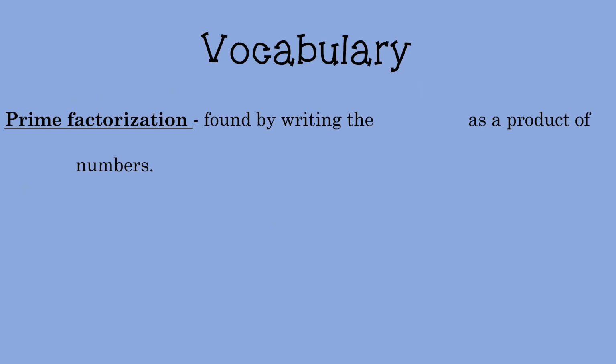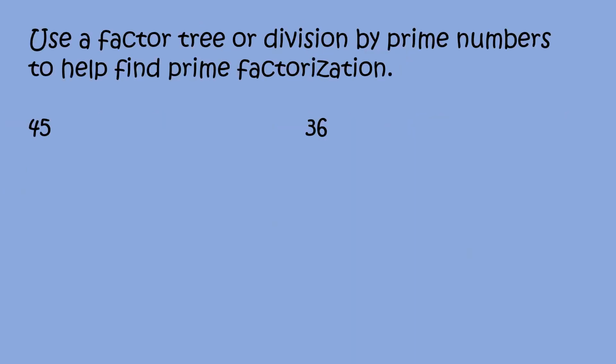Prime factorization is found by writing the number as a product of prime numbers. So we're going to use a factor tree and division by primes. We're going to do both on both numbers. So first, let's do a factor tree.